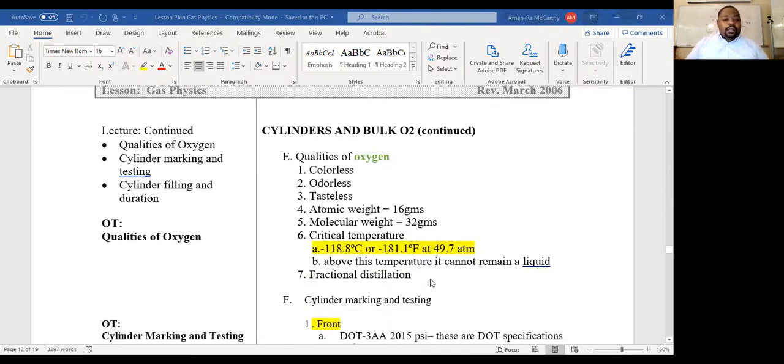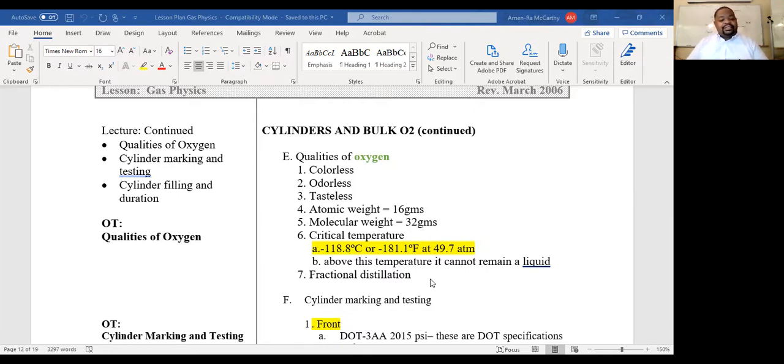Now, those are the qualities of just gases, right? All of the gases. But let's look more specifically at the qualities of oxygen, right? These are the things that you need to understand about gas physics. Oxygen is colorless. It's odorless. It's tasteless. And it has an atomic weight of 16 grams. The atomic weight of oxygen is 16 grams. And the molecular weight of oxygen is 2 times that, which is 32 grams. All right, somebody will miss that on the test.